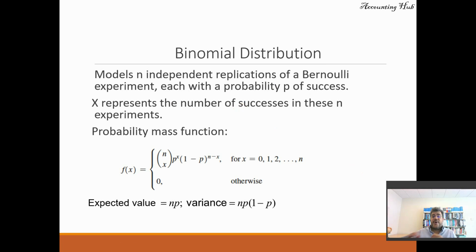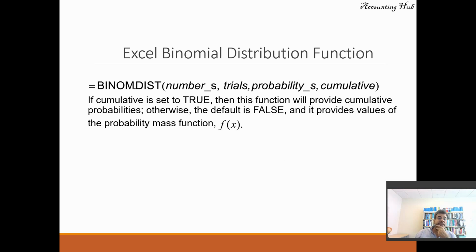So, okay, now what is the binomial distribution? An independent replication of a Bernoulli experiment, each with a probability P of success. And X represents the number of successes in this N experiment. And then here a huge formula that we are not going through, and we are not going through the stats table as well. That is 20th century. We are in the 21st century, so we have better tools to do that. So here is the binomial distribution function on Excel.